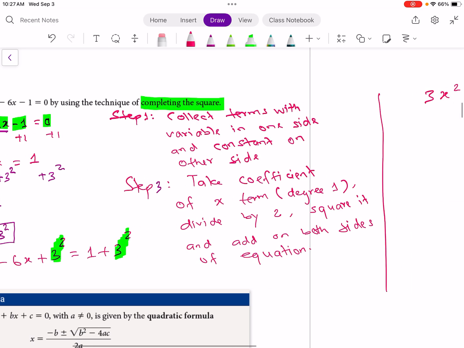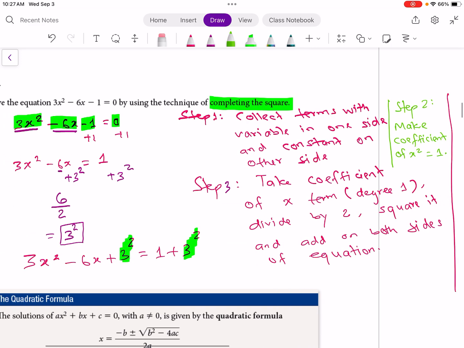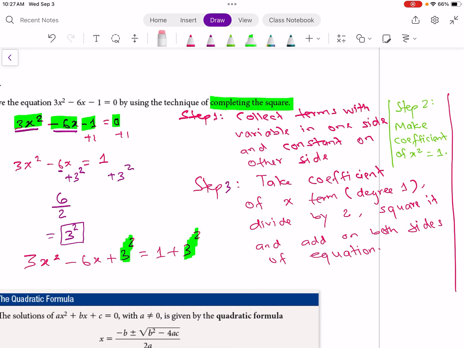And step 2, okay, step 2. Now once we have a step 2, our step 3 will change. So in step 2, we make the coefficient of square term equal to 1. Okay, that is our step 2. So making the coefficient of the square term, x square, equal to 1. Okay, so this is our step 2. So let me erase step 3 first. Okay, so let me erase this. So before, this is our step 3.